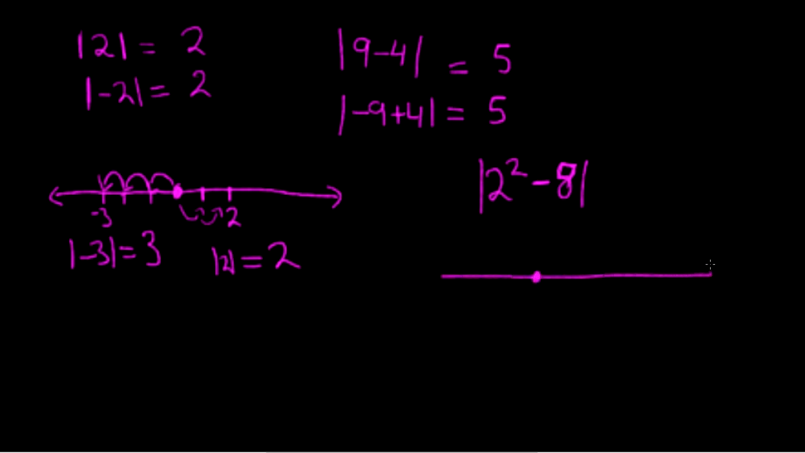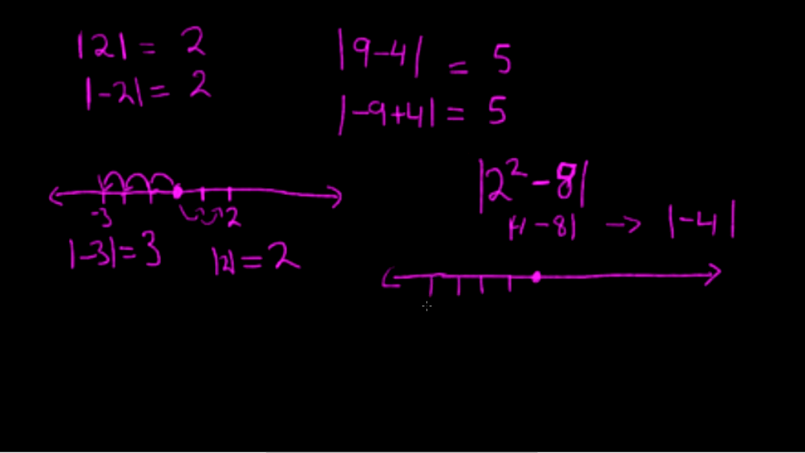The first thing we do when we have an equation inside the absolute value brackets is we solve for the equation in the absolute value brackets. So, okay, let's solve for this. 2 squared minus 8 is the same thing as saying 4 minus 8. And what's 4 minus 8? -4. So what is the absolute value of -4?